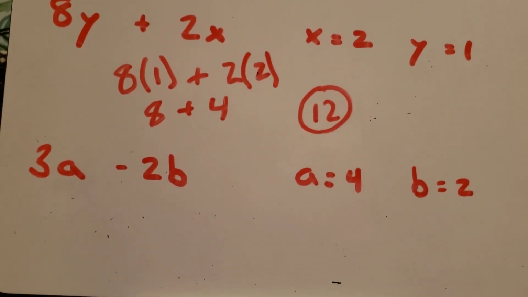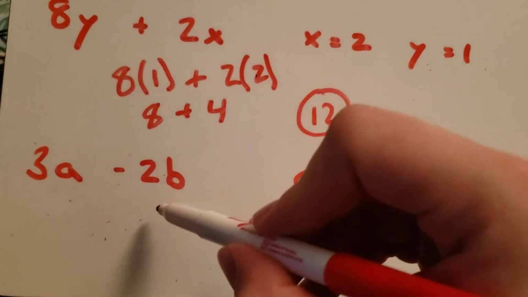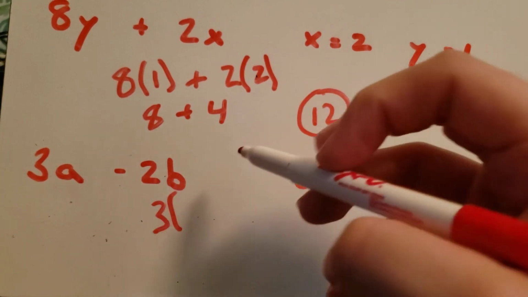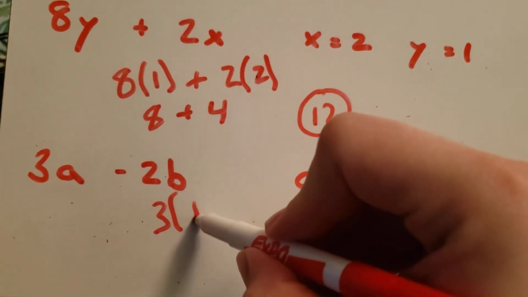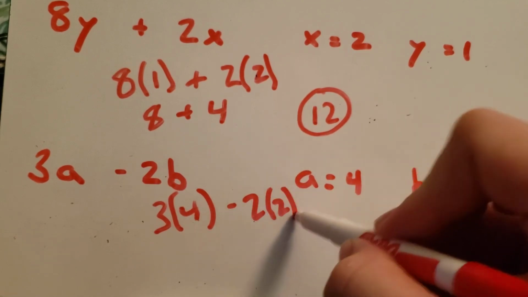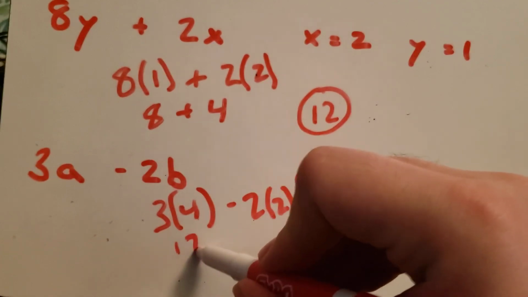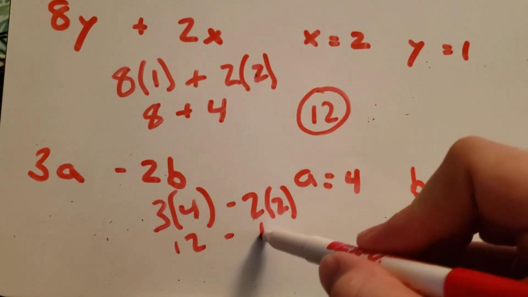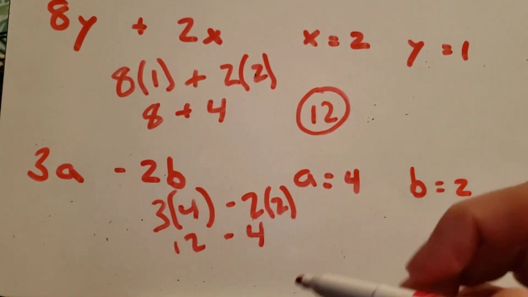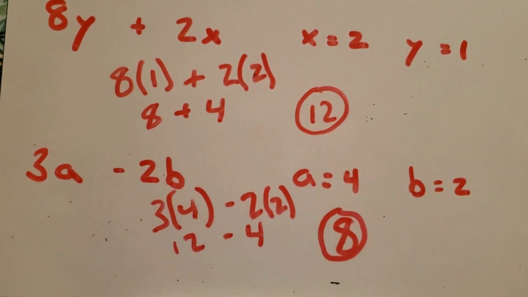We've got 3a minus 2b, and they've told us that a is 4 and b is 2. So just like last time, we'll, like I like to say, plug in the numbers. So a is 4 and b is 2. So we get 3 times 4, which is 12, and 2 times 2, which is 4. And so 12 minus 4 is 8. And there you go. That's how you evaluate an expression.